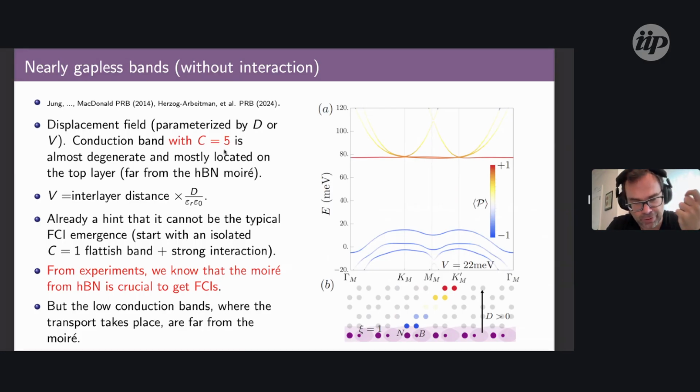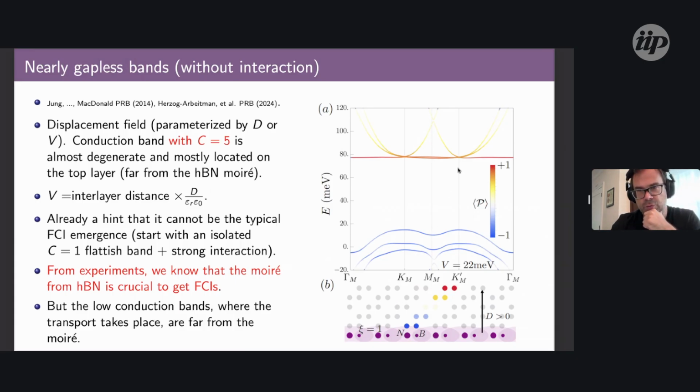A powerful knob, of course, of all these Moire materials is the fact that we can dope through gates, and we can also have a displacement field. The displacement field here, call it D, or we also use the notation V, will basically split the conduction band and the valence band. So naively speaking, in this model, if you do the calculation, you will have a large separation between the conduction band here and the valence band here. The conduction band will be localized on the top layer, whereas the top valence band will be localized close to the bottom layer, which is the one where you have the aligned hBN. And the aligned hBN is very important to observe the FCI. If it's not aligned, you don't get any FCI.